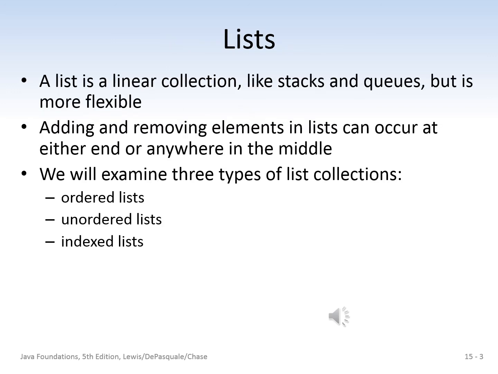As I mentioned in the previous slide, a list is a linear collection. So in that way, it's similar to a stack or a queue, but we can add or remove elements at either end or anywhere in the middle of the list. And we're going to examine three types of list collections: ordered list, unordered list, and then indexed lists.